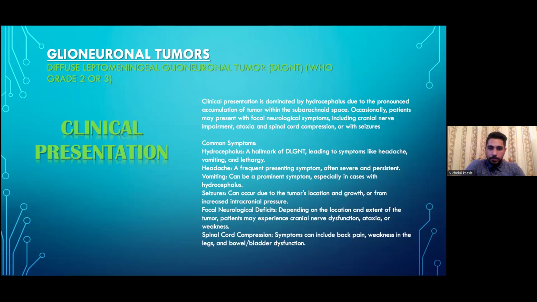On clinical presentation, hydrocephalus predominates due to the pronounced accumulation of tumor within the subarachnoid spaces. Occasionally, patients may present with focal neurological symptoms, including cranial nerve impairment, ataxia, and spinal cord compression, or with seizures. Hydrocephalus is a hallmark of these types of tumors, leading to symptoms of headaches, vomiting, or lethargy. Seizures are also very common, as previously described. Spinal cord compression can present with back pain, weakness of the legs, and bowel and bladder dysfunction.